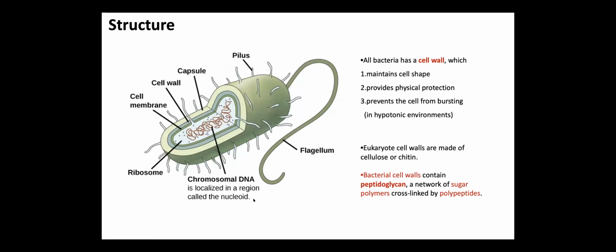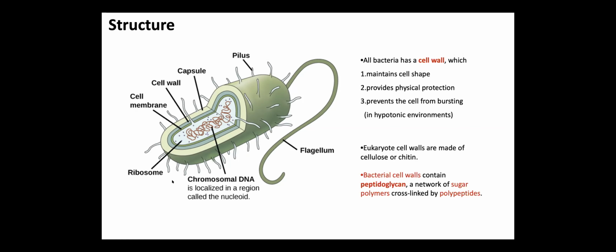So the structure of bacteria is shown above and has various parts. But the most important thing to notice first is that all bacteria have a cell wall. This cell wall has important functions: to maintain the shape of the cell and to provide protection, whether physical or chemical. And it prevents the cell from bursting or shrinking in hypotonic or very salty environments outside. So that's the major reason the cell wall exists.